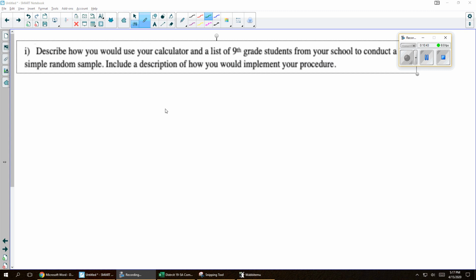Letter I talks about how you would get a simple random sample. So basically, I'm going to take a list of all the ninth graders and I'm going to number them off 1, 2, 3, 4, all the way up to N. Use a random number generator or a random table to pick a number, survey that student, repeat the process, skip the repeats, and go until you have the desired sample size. Don't forget to say something about skipping the repeated numbers.